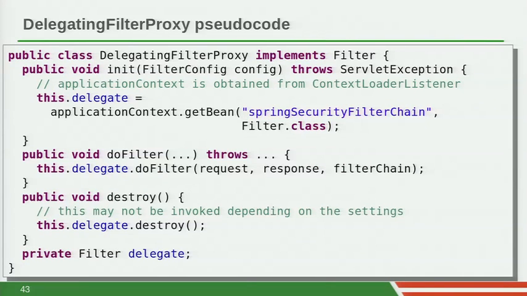Then whenever doFilter is invoked, all DelegatingFilterProxy does is delegate all the work to the bean that it looked up in Spring configuration. If that's confusing at all, you can think of it as mapping something in your web.xml to a filter in your Spring bean configuration. That's what DelegatingFilterProxy does. And by default, it'll do it by the filter name that you have specified.